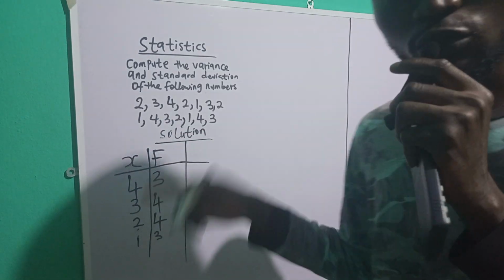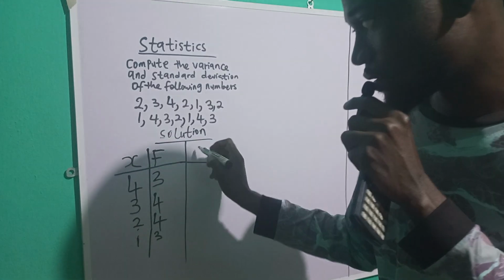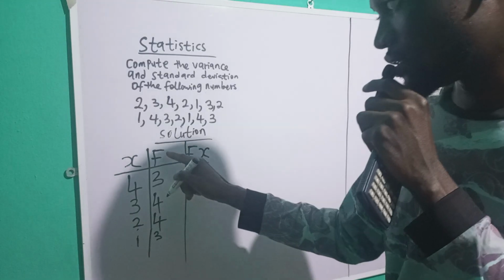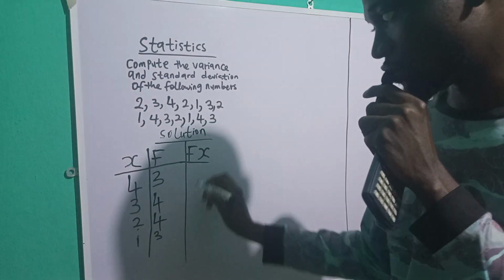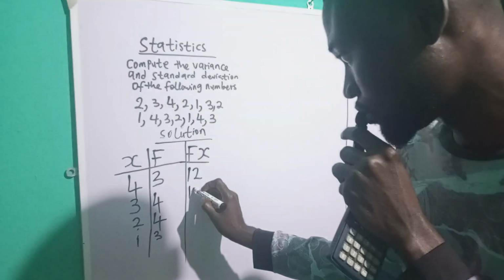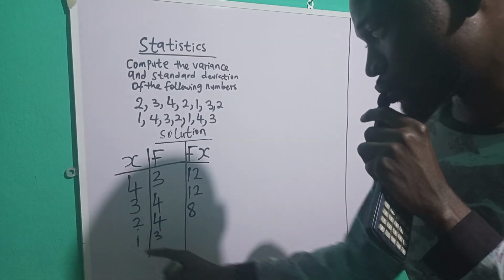The next thing we are going to do is to multiply frequency with raw score. F times X, meaning this multiplied by this. So 3 times 4 is what? 12. 4 times 3 is still 12. 4 times 2 is what? 8. And 3 times 1 is what? 3.